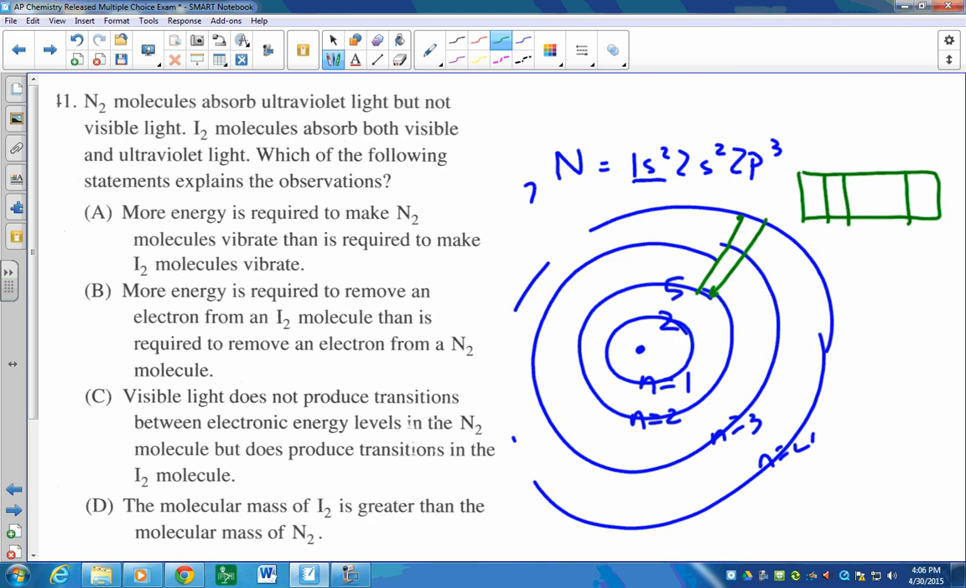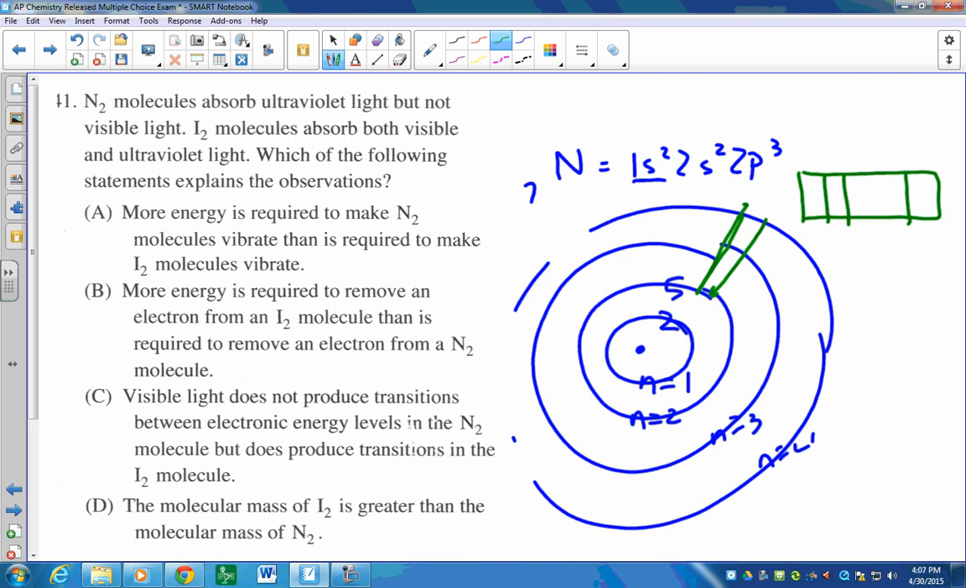But this chemistry is all about how energy interacts with an atom, because electrons have energy based on what shell they're in. So nitrogen molecules absorb ultraviolet light, which means when you shoot ultraviolet light at them, they absorb energy, and that gives the electrons enough energy to jump to empty, unoccupied shells. They're jumping around between orbitals. And I2 molecules, which have a lot more electrons and a lot more shells, absorb both visible and ultraviolet light. Which of the following explains the observations?